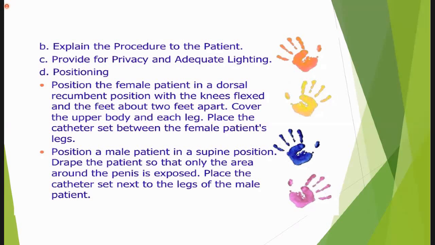And the male patient position is the supine position. Drape the patient so that only the area around the penis is exposed. Place the catheter set next to the leg of the male patient. The female patient position is dorsal recumbent with knees flexed, and the male patient position is supine, with the penis pointing upward in a parallel position.